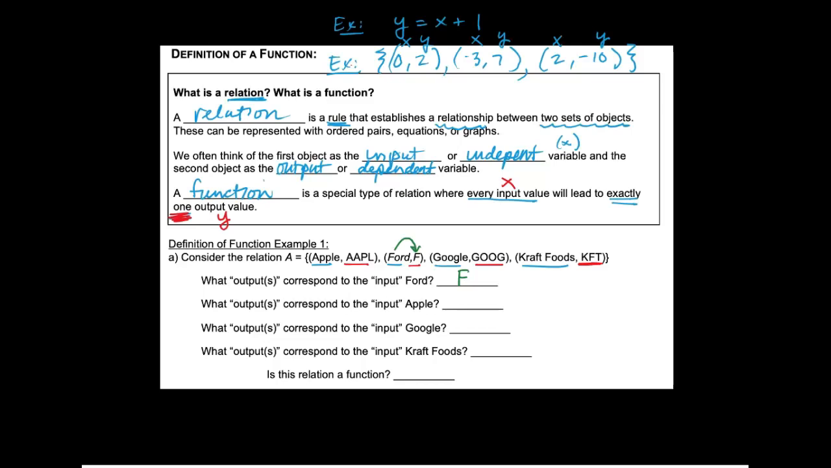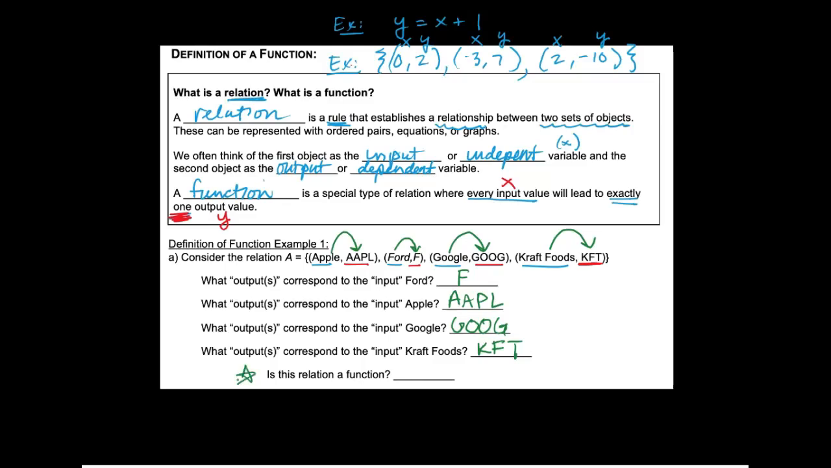What output corresponds with the input Apple? Well, with the stock called Apple, the abbreviation is AAPL. What output would correspond to the input Google? And so for the company Google, that output or that stock name is GOOG. And then what output corresponds to the input Kraft Foods? So Kraft Foods is abbreviated KFT. And this is just one example. There are relations that involve words with meaning like we just did here, and there are other relations which are just a list of ordered pairs like I did above, which don't have any real world context. But the important question here is, is this relation a function?